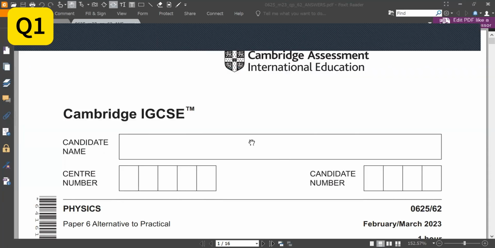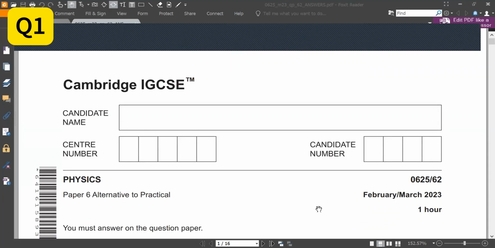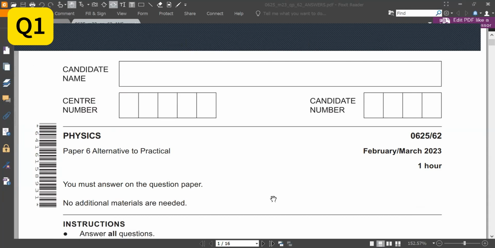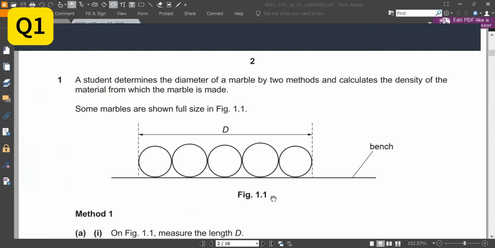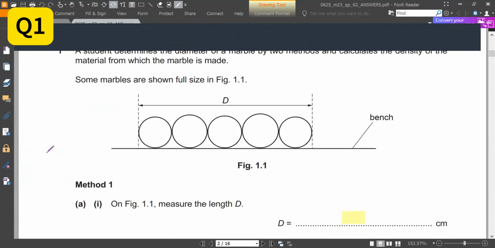Okay, so this one is the latest physics paper, February-March 2023. Question 1. A student determines the diameter of a marble by 2 methods and calculates the density of the material from which the marble is made. Should be very straightforward, this question. So we are given some information about the marbles.